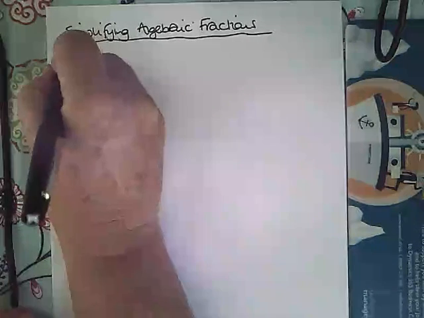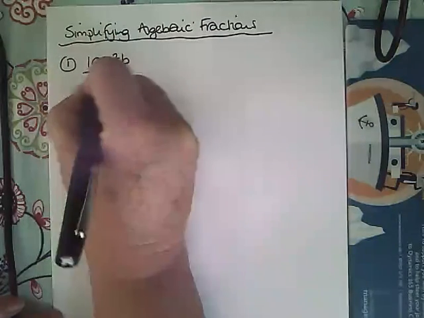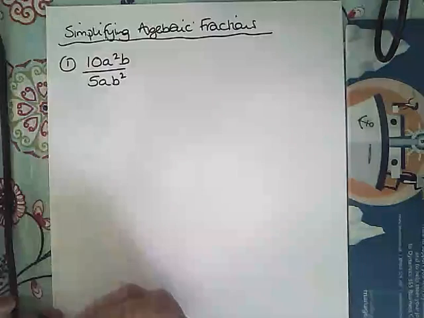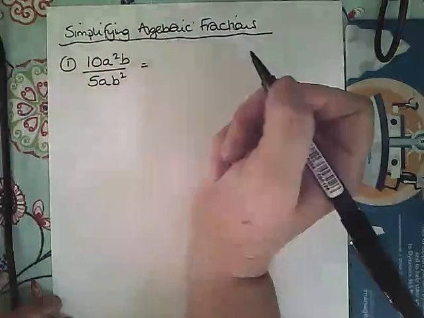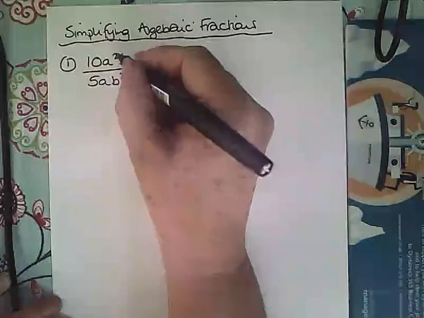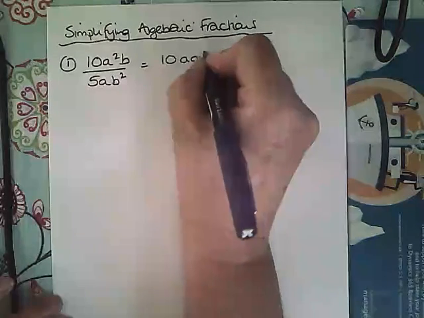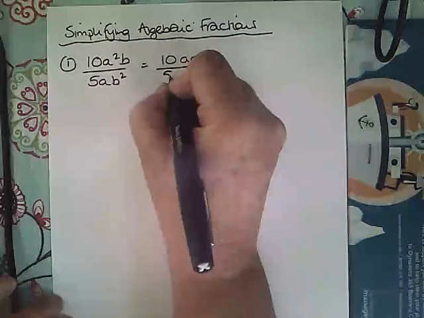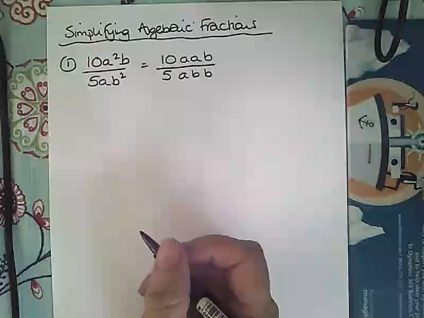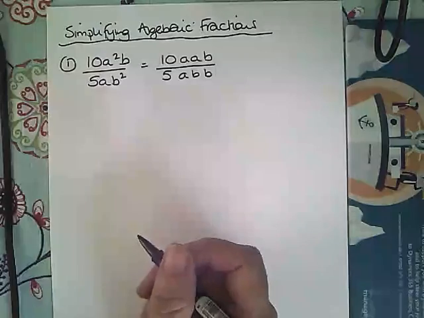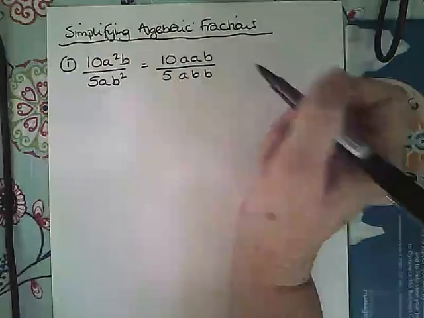Fractions. Let's start off with this one, 10a squared b over 5ab squared. Basically we're trying to cancel things on the top with things on the bottom. It might help if you write out these squares in a bit of longhand, so we could write 10 times a times b all over 5 times a times b times b, and then you're looking to cancel out things that happen on the top and on the bottom and they are involved in timesing. Okay, you can only do it if they're timesing.